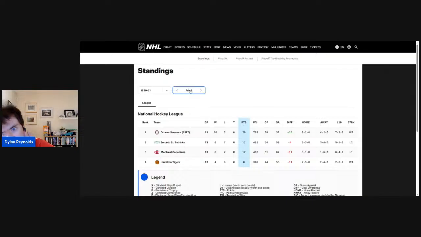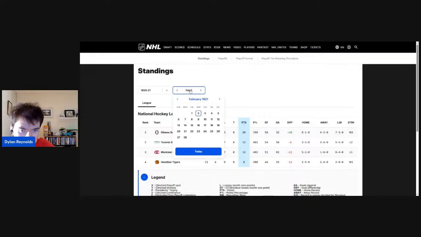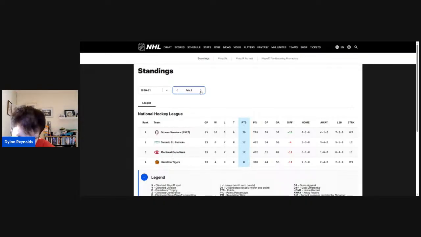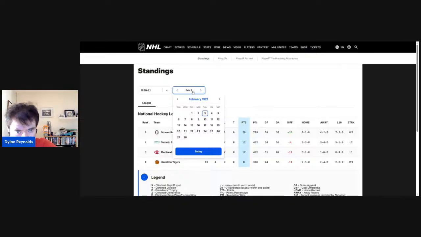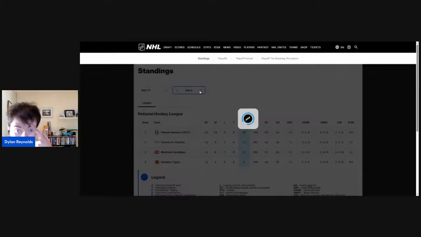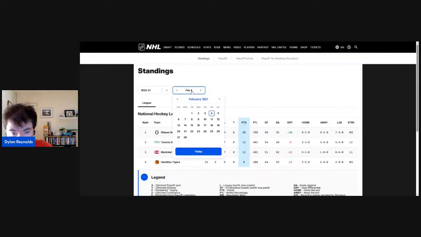1921. And that's loss number 7 for Toronto. That's 58 goals against overall, and it's also a 2-game losing streak for them. This is Thursday, February 3rd, 1921. No change there. This is Friday, February 4th, 1921. No change there.